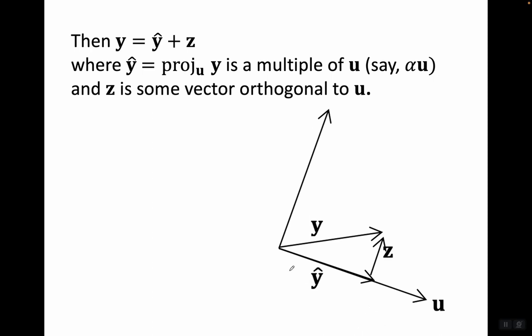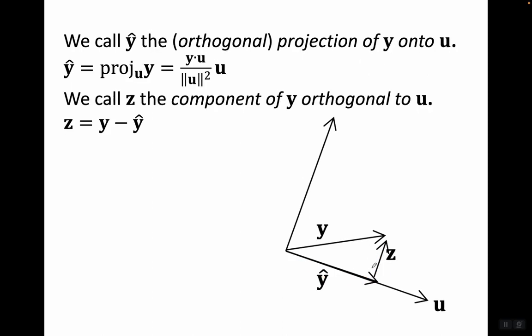y hat is what we just saw a moment ago. It's the projection of y along u. So the projection of y along u is going to be a multiple of u, let's say some alpha times u. And z is some vector that's orthogonal to u, perpendicular to u. We call y hat the orthogonal projection of y onto u, or simply the projection of y onto u. We saw that formula earlier. It's going to be (y dot u) over the length of u squared times u. And we call z the component of y orthogonal to u.